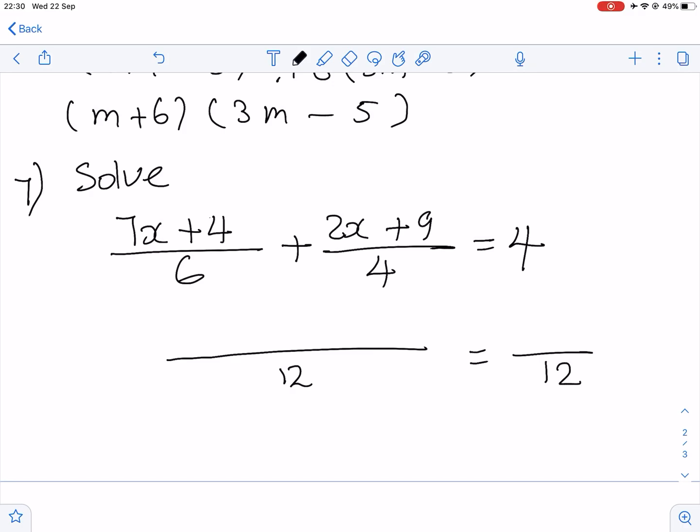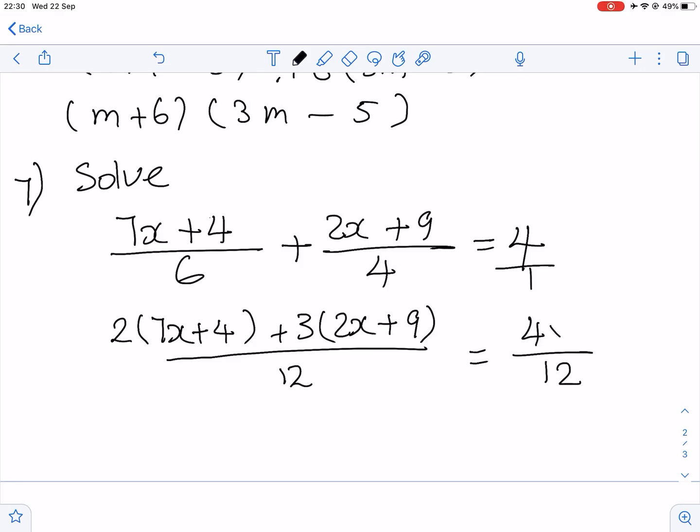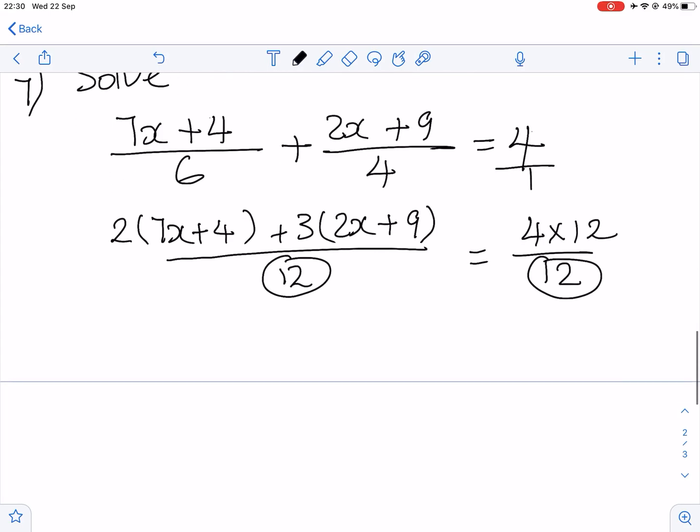So 6 times 2 give me 12, so I need to multiply this by 2 on the top as well. So 4 times 3 give me 12, so on the top I need to multiply by 3. So remember this 4, it just means 4 over 1. Now I multiplied the bottom by 12, so I need to multiply the top by 12. So as we can see here, we're just solving the equation to find out x. So I can see that my denominator is the same, so I'm only going to solve my numerator.